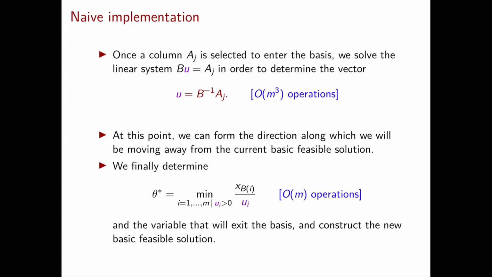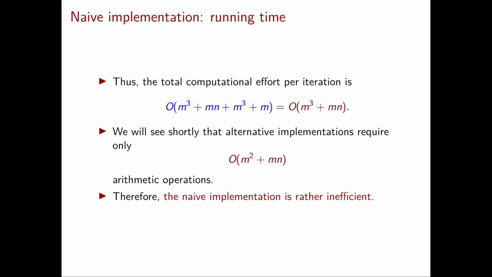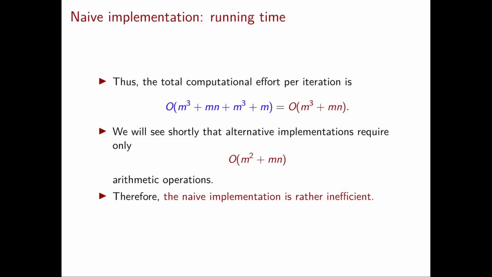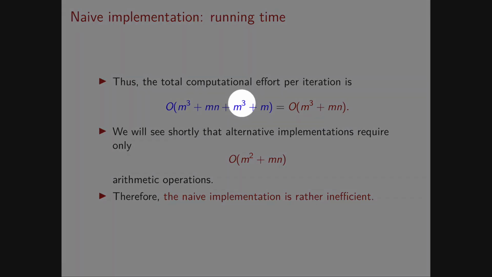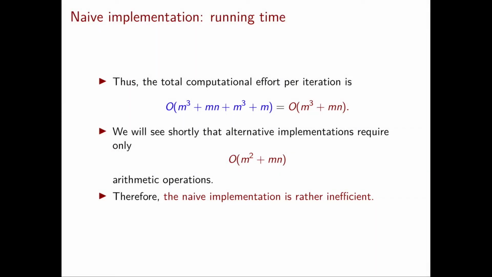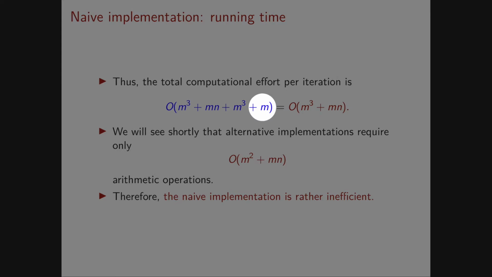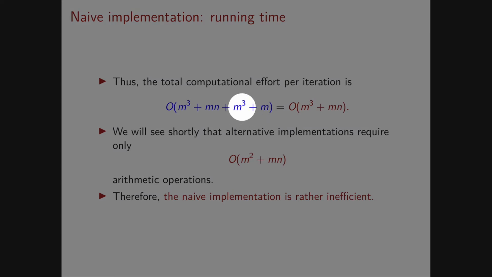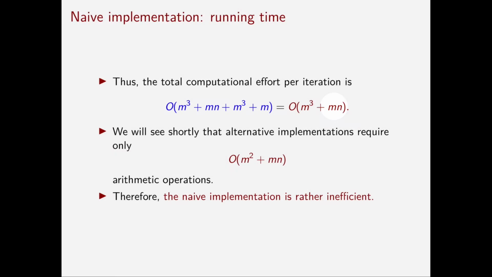And this allows us to construct the new basic feasible solution and to terminate this iteration of the naive implementation of the simplex method. So what is the total number of arithmetic operations that we performed in an iteration of the naive implementation? We needed big O of m cube operations to compute the vector of the simplex multipliers, then big O of mn to compute all the reduced costs, then big O of m cube to compute the vector u, and finally big O of m operations to compute theta star. Since m is in big O of m cube, this is simply big O of m cube plus mn.